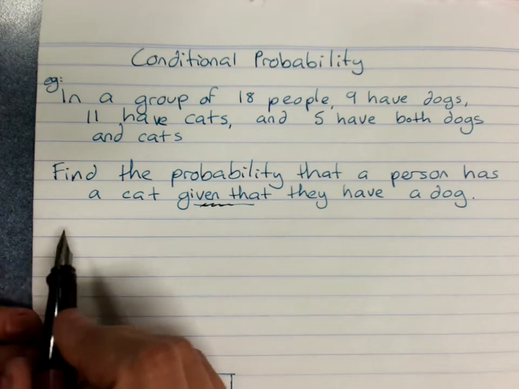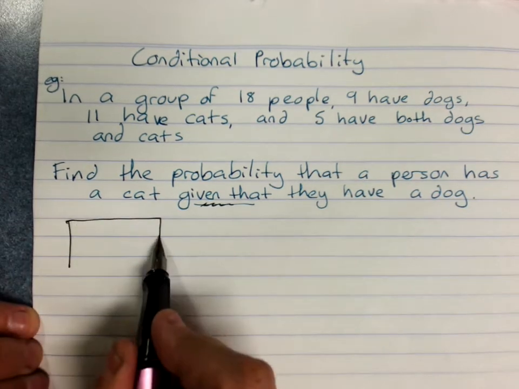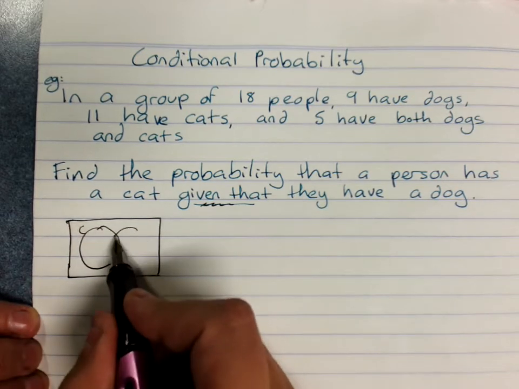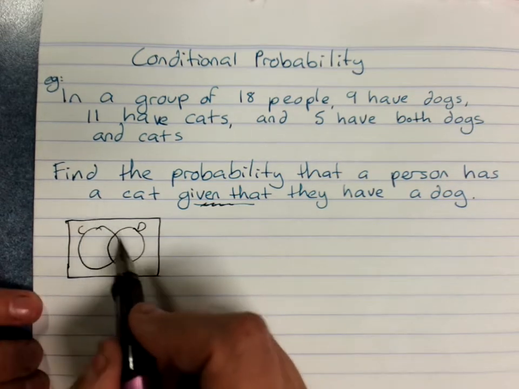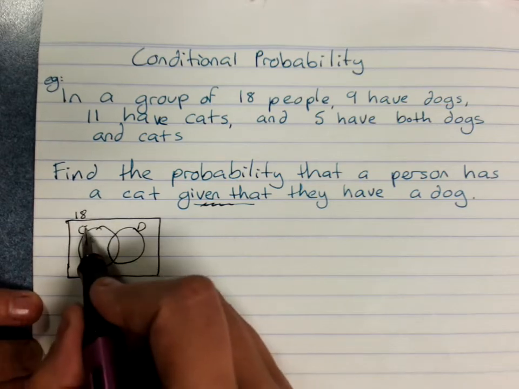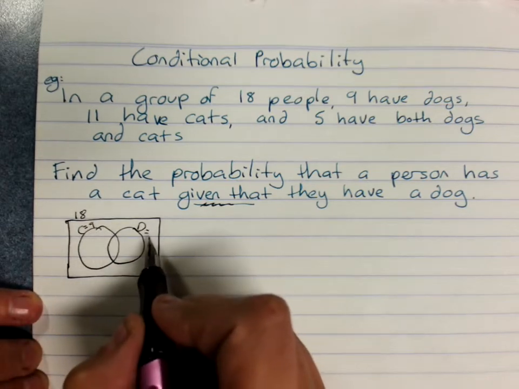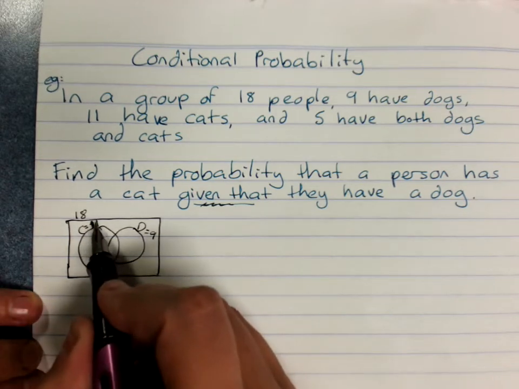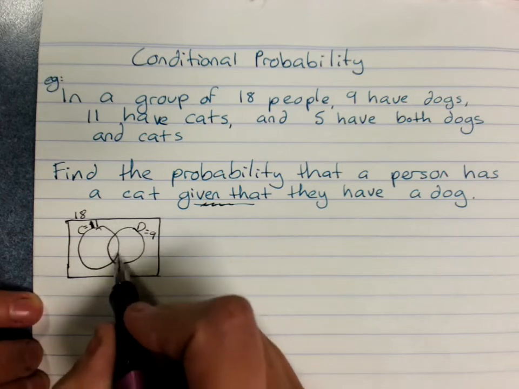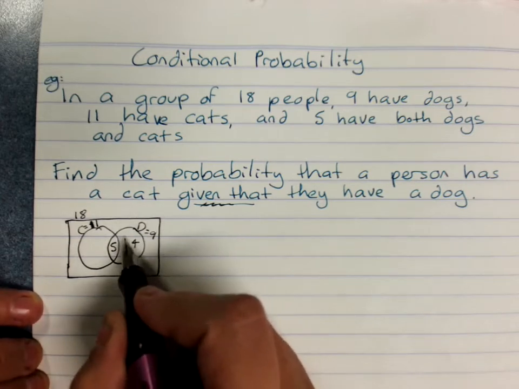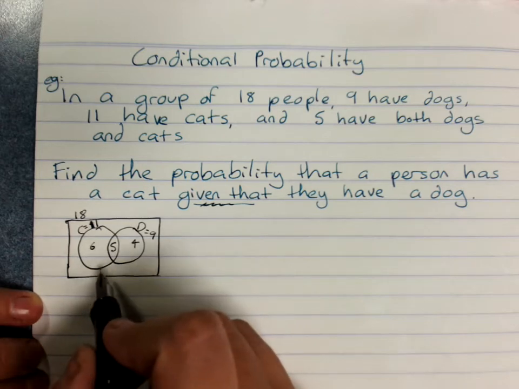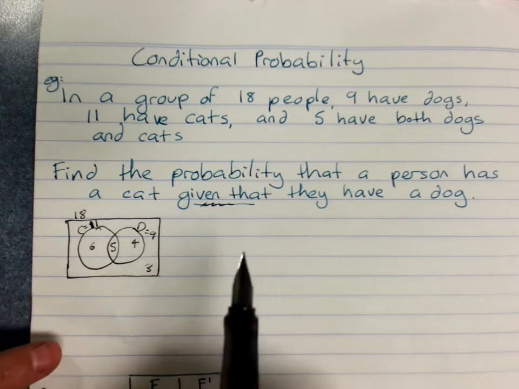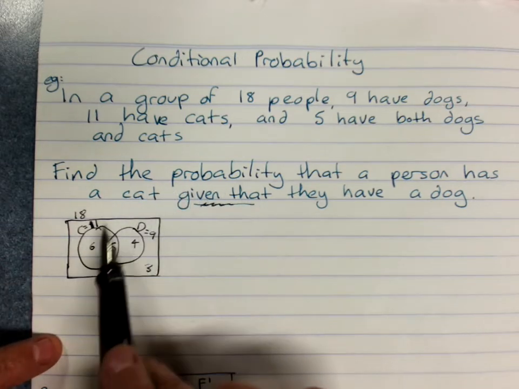So we'll very quickly pop this in a Venn diagram just so we can see these regions. I've got cats and I've got dogs. There's 18 people, 9 have dogs and 11 have cats, because cats are much better. And 5 have both dogs and cats, so it's 4 people with dogs only, 6 people with cats only, and 5, 10, 15, so 3 who don't have a pet. So we've got our little Venn diagram.